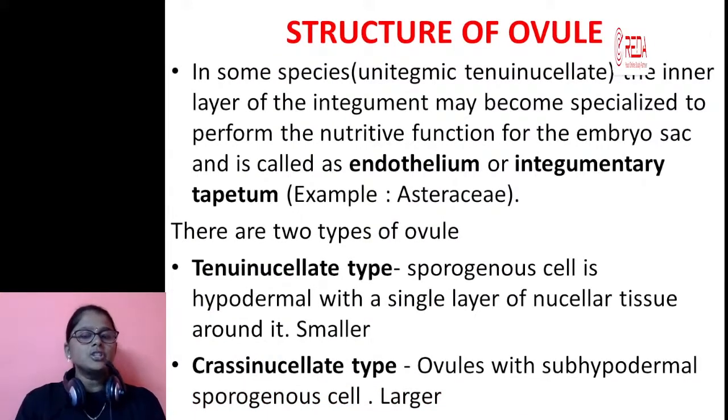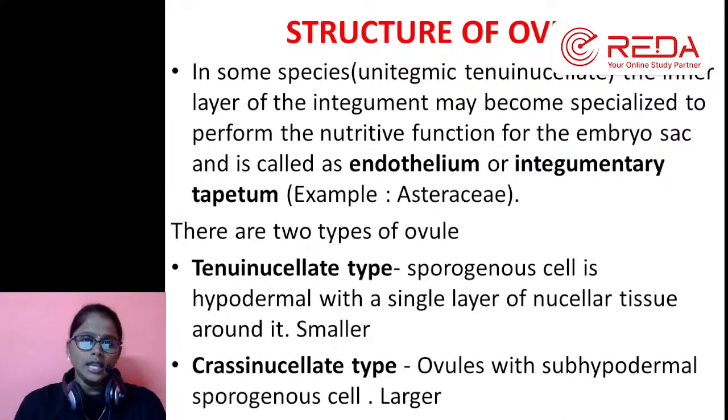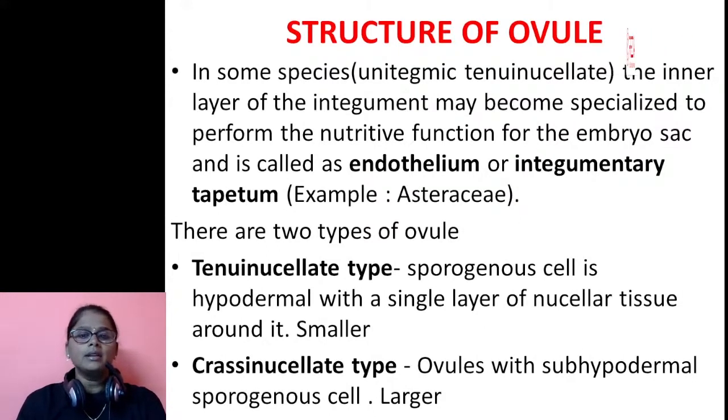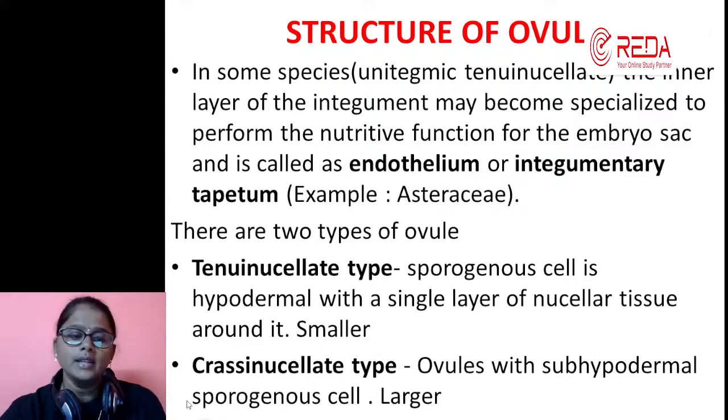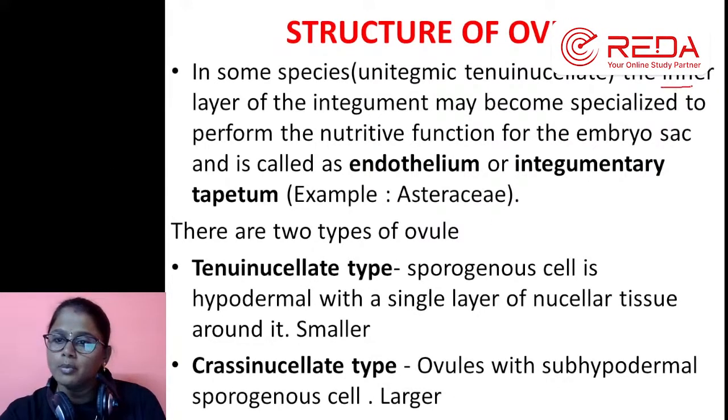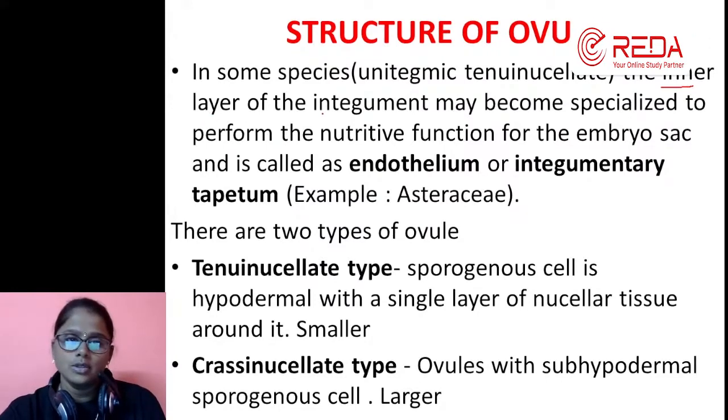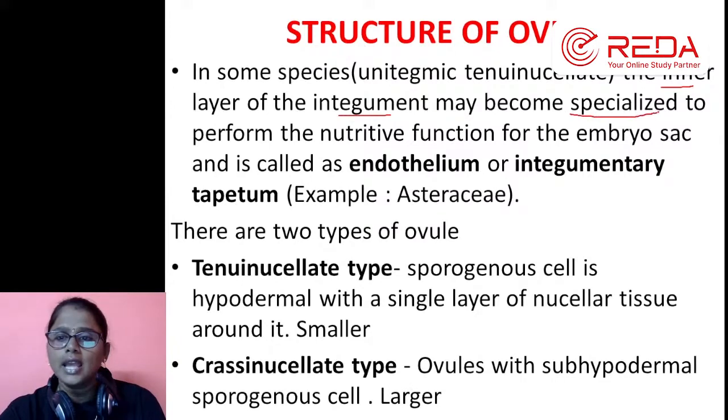Some special additional points you can add when you are writing on the structure of ovule apart from the parts which we discussed. In some of the species, we studied about two integuments, that is outer integument and inner integument. In very few species, they form a unitegmic, uninucellate type of integument. That is, the inner integument which surrounds the nucellus becomes a specialized structure, and they are going to perform some nutritive function for the embryo sac.